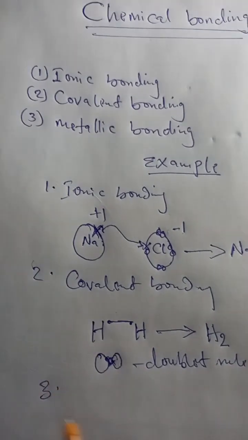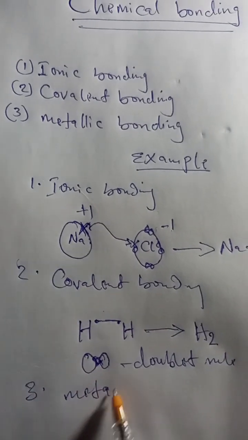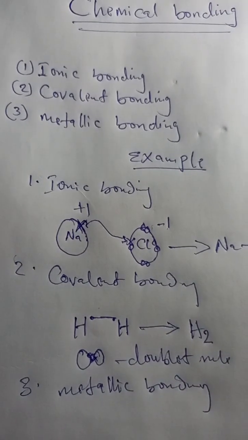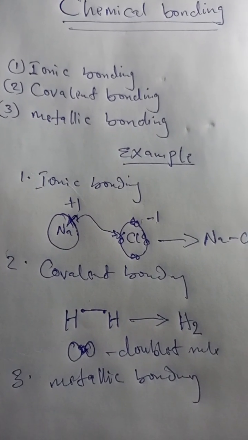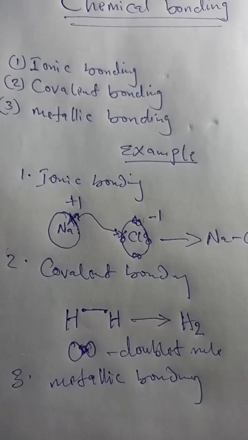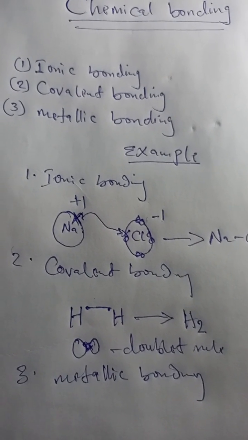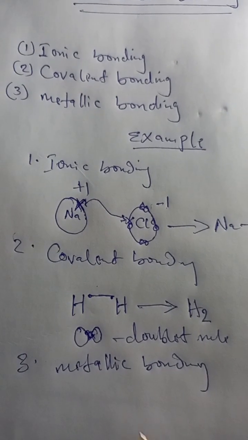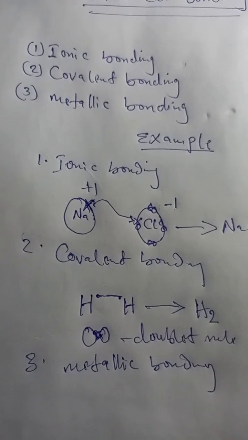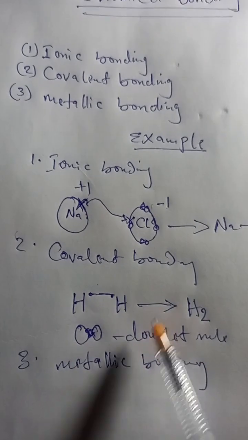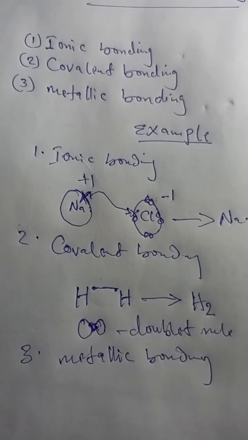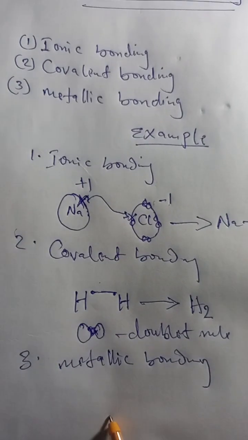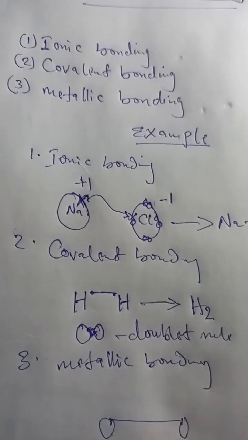Number 3, metallic bonding. Now in metallic bonding, this particular type of bonding occurs between metal atoms and free electrons. It occurs between metal atoms and free electrons, right? This is the most difficult kind of bonding for students to understand because it cannot be easily represented with a diagram as I've done for ionic bonding and covalent bonding. But anyway, I'll still try to do a little diagram for you.